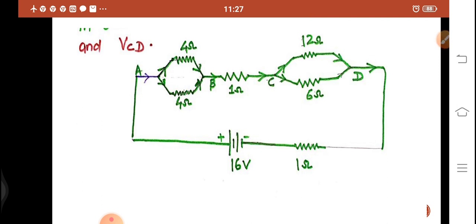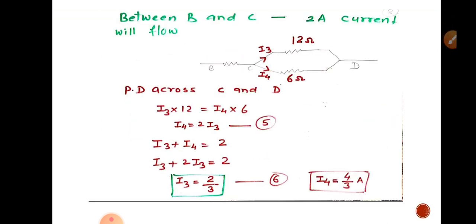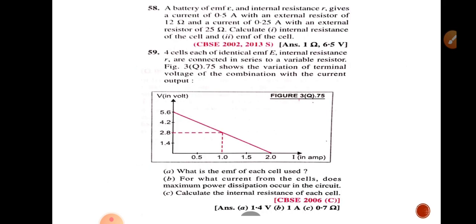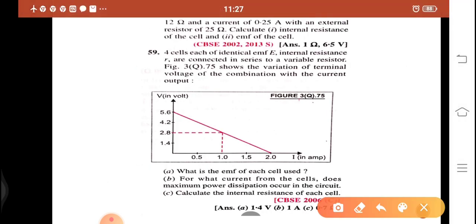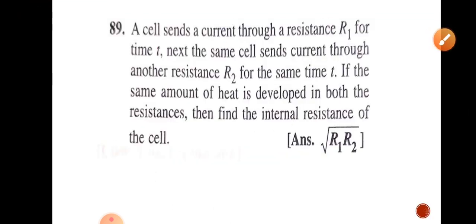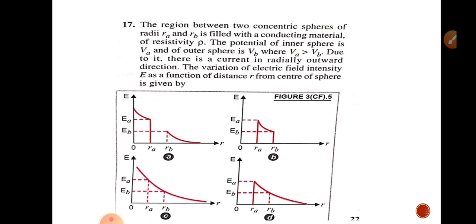Okay. Now you try to solve these questions. This portion we have already discussed. This is question number 1, based on internal resistance. This is also based on internal resistance. This kind of question we have discussed. And then these two questions. This is one more question. And this is one more question. Thank you.